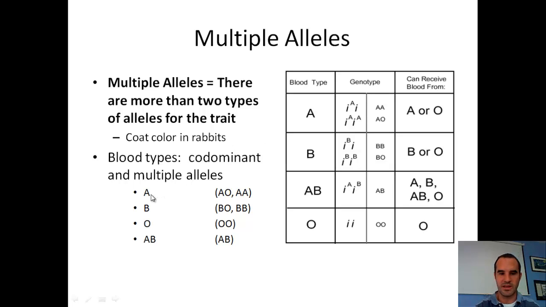So again, blood type, the phenotype is type A blood. The genotype is AO or AA. Phenotype is B with BO or BB. Type O blood, this is like your homozygous recessive case. You can only be type O if you carry two O alleles, what we were writing with the letter I in this case. And you could also be the codominant case. You could have AB blood.